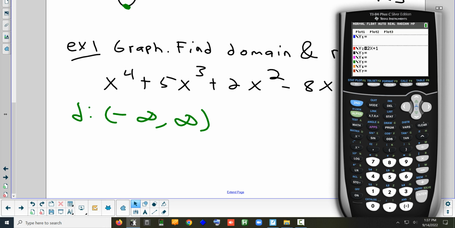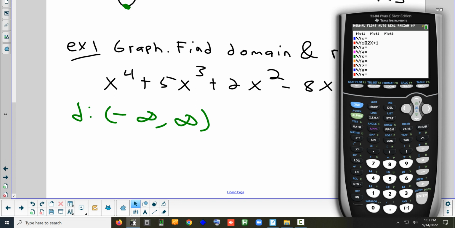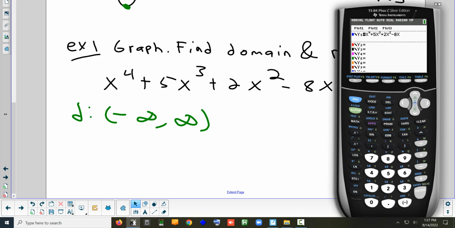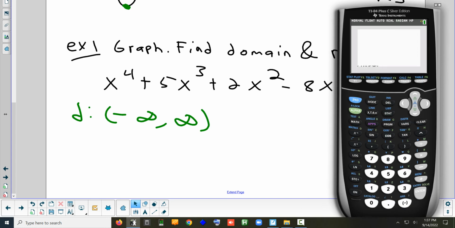Now, based on what I said earlier, this is an even degree. Is it going to go up and down forever, or is it only going to go in one direction forever? Yep, just in one direction. To figure that out, we make a sketch. So type it in. Minus 8x plus 1. Let's do zoom 6.